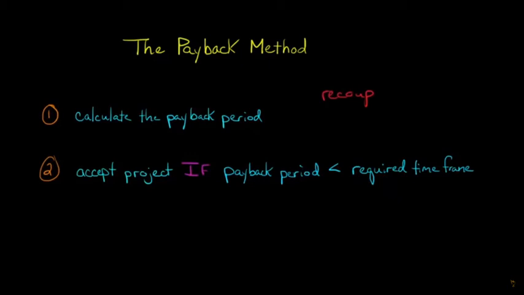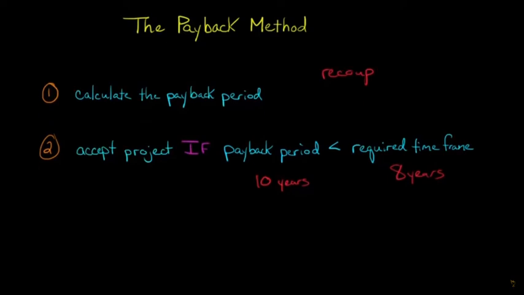So let's say, for example, that we require at our firm that all investments be paid back within 8 years. And then we calculate for an investment that the payback period is actually going to be 10 years. It'll take 10 years before we get our money back on this investment. Then we would reject the project because the payback period is actually longer than the required time frame for our firm. And the required time frame is up to your firm. It's up to your CEO or your manager. This is going to vary on a firm-by-firm basis.